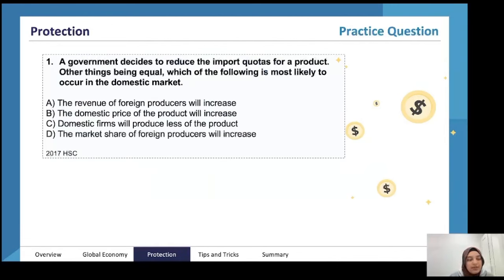Okay, let's go through the answer for this one. A government decides to reduce the import quotas for a product. Other things being equal, which of the following is most likely to occur in the domestic market? So the answer is actually going to be B.